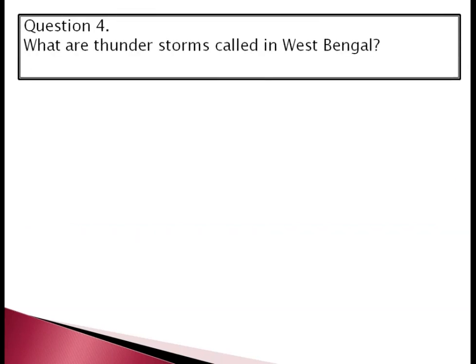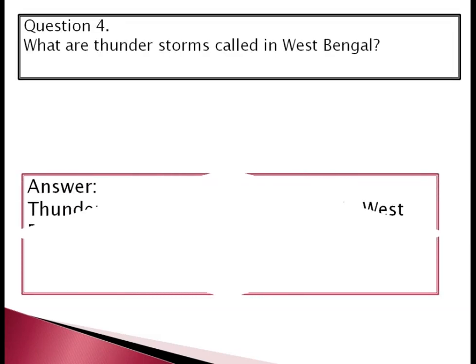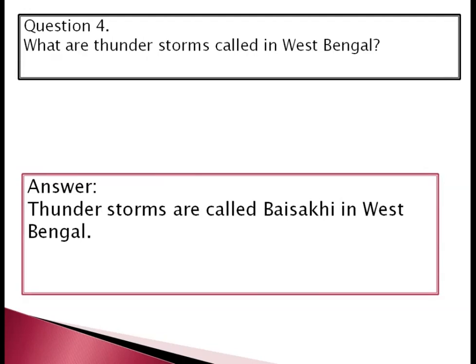Question number 4. What are thunderstorms called in West Bengal? These small questions are very important because in the examination, for 16 marks you are going to have MCQs or short question answers, and for 16 marks you are going to have source based question answers. So thunderstorms are called Baisakhi in West Bengal.